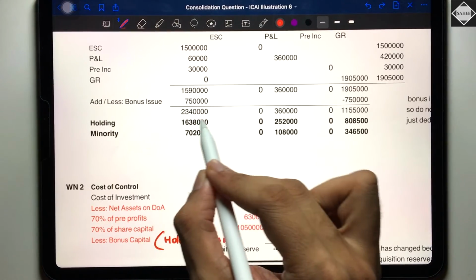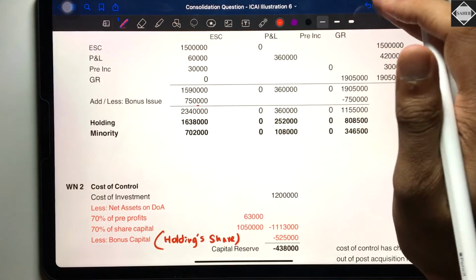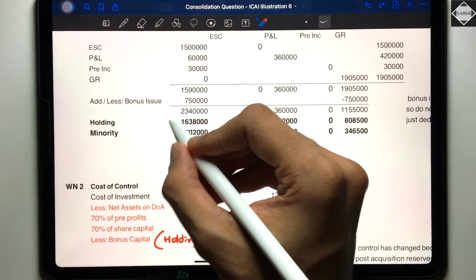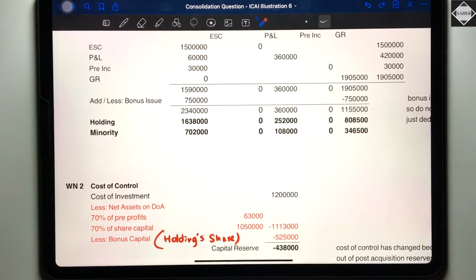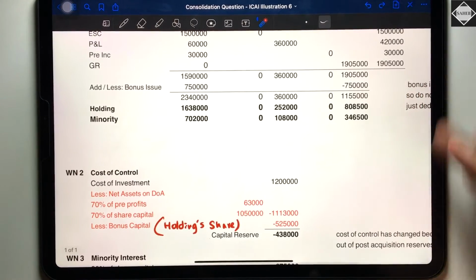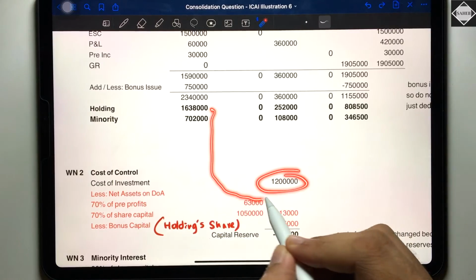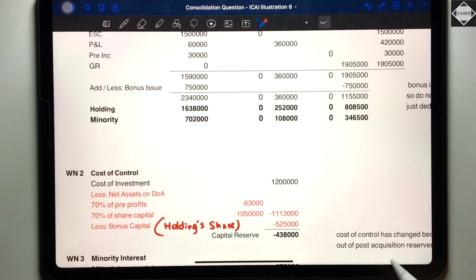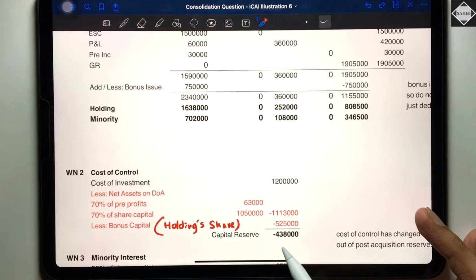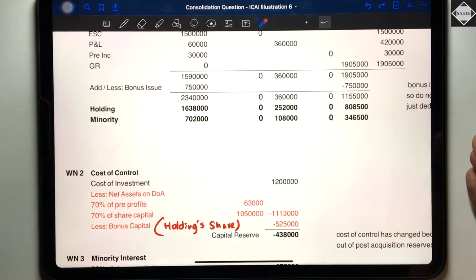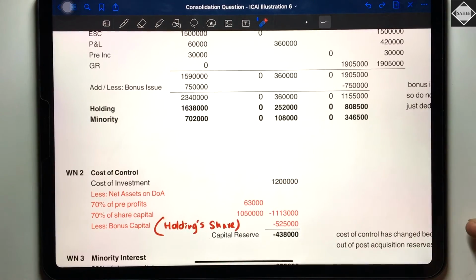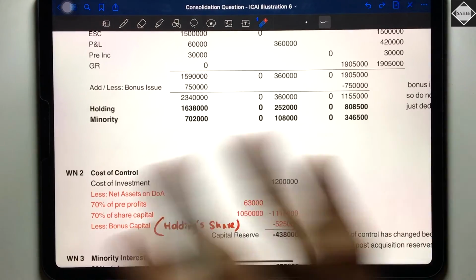See, here the bonus is there in this 23,50,000, but in this, how much have we taken? Only 70%. So that's why it is better to just take this 12 lakh, subtract 16 lakh 38, and you will directly get this. Is it clear? So 12 lakh minus this, that's equal to 4 lakh 38. Both ways you will get the same answer. It's just that you will save time and make fewer mistakes if you follow this way. Directly take this and subtract. It's really simple. So working note number 2 is over.